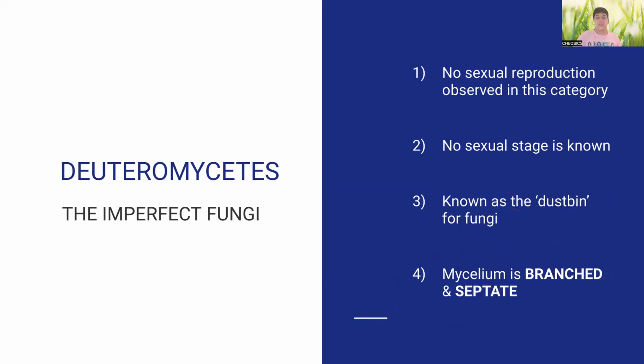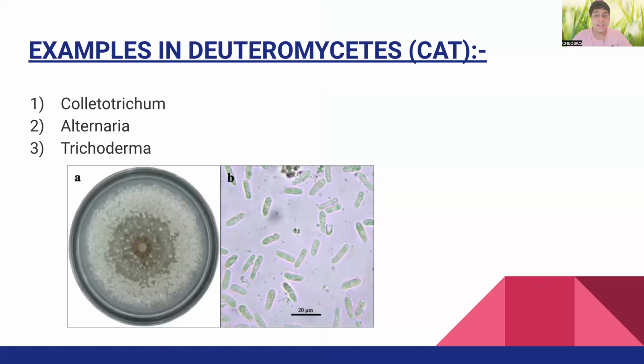Basidiomycetes, Ascomycetes, and Deuteromycetes. Examples of Deuteromycetes: CAT, cat. So you have Colletotrichum, Alternaria, and Trichoderma. Trichoderma is a very dangerous plant fungus.